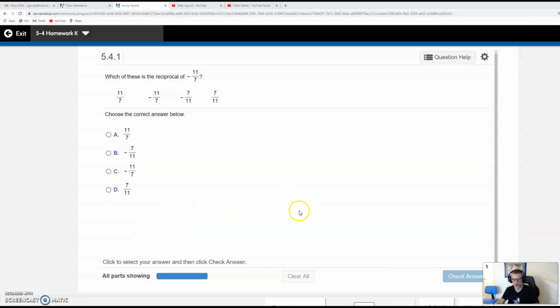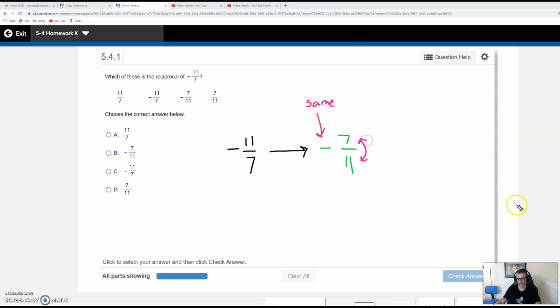So here's question 1 from the homework, and they give me this fraction, and they say, which of these is the reciprocal of negative 11/7? Well, to find the reciprocal of a number, you just switch the top and bottom, and the sign stays the same. So the reciprocal of negative 11/7 would be negative 7/11. The sign stays the same, right? It's still negative, and we switched the numerator and the denominator.